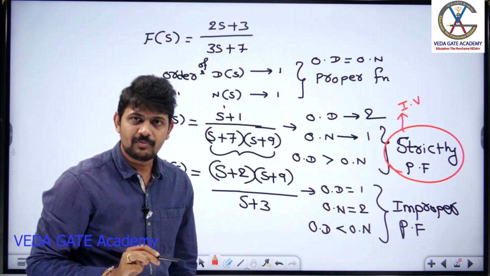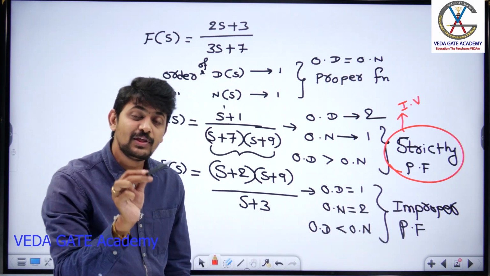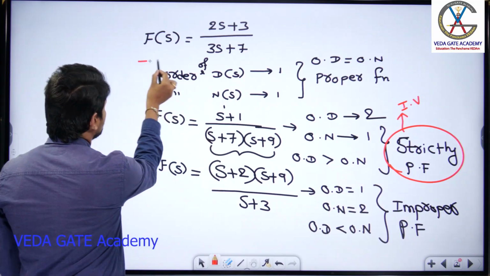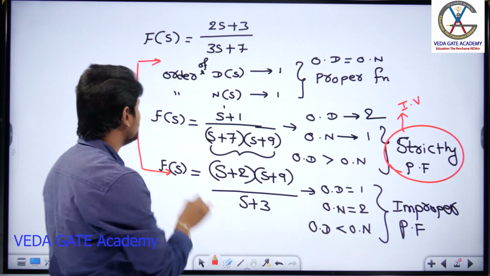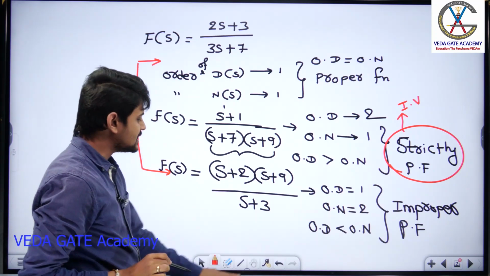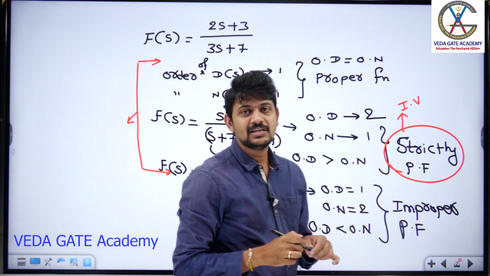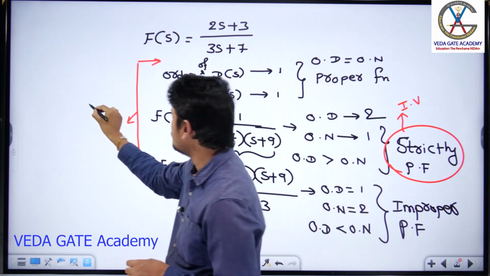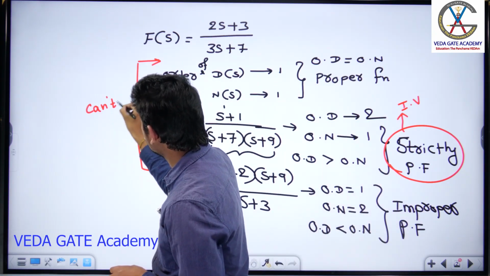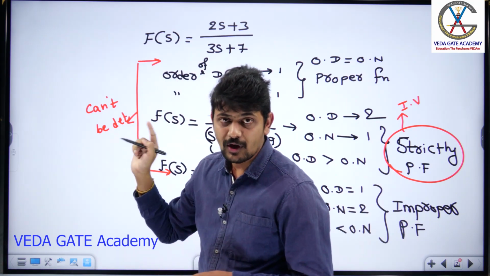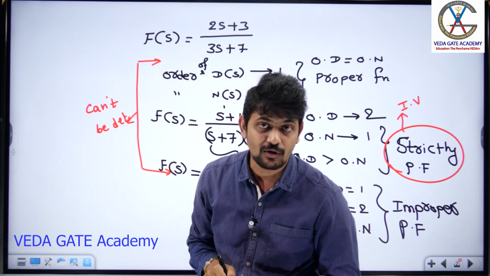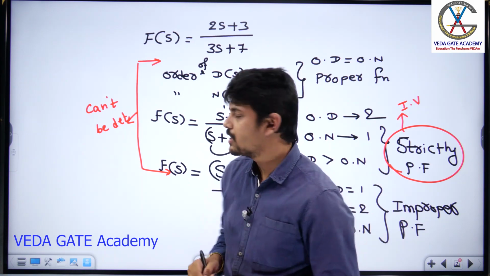In the exam, in any kind of competitive exam, if they intentionally give either proper or improper functions, as we have discussed, in that case I cannot determine the initial value for those kinds of functions. So the simple answer for this is can't be determined. So the answer for the initial value of proper or improper functions is can't be determined.